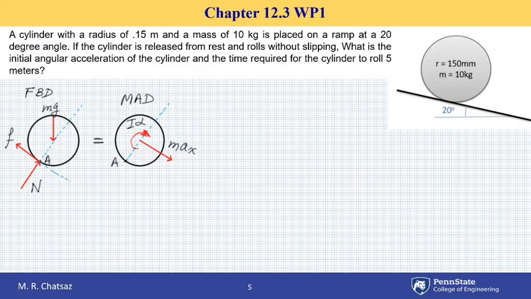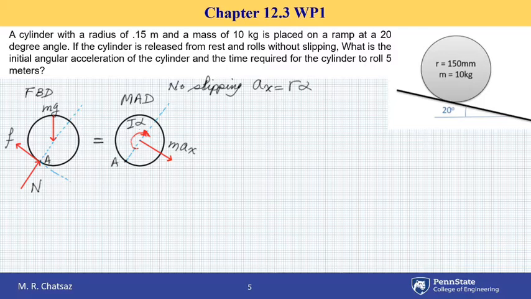Observe that if you want to consider kinematics of this object, it is rolling without slippage. So the type of motion that we're concerned with here is general plane motion, which is a combination of translation causing acceleration ax and rotation causing rotational acceleration alpha. Since I have no slippage, I can then write the linear acceleration ax as r alpha.